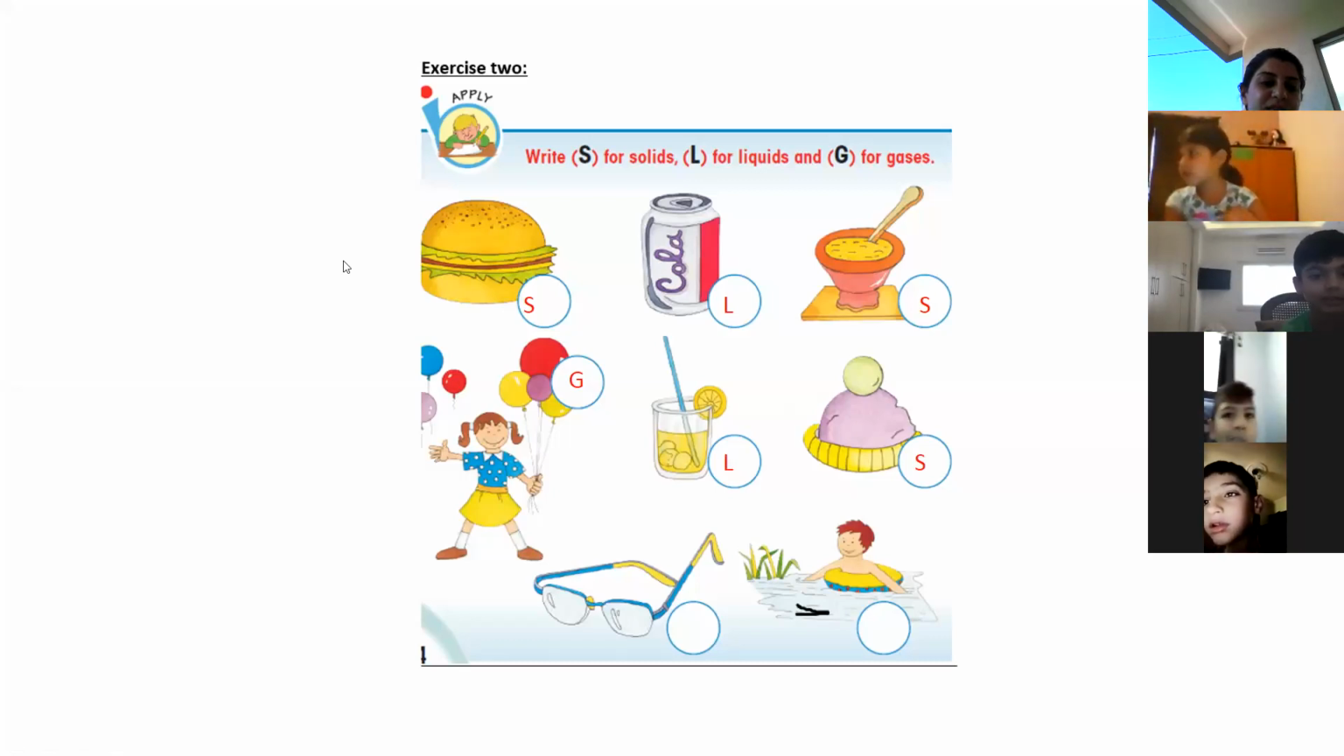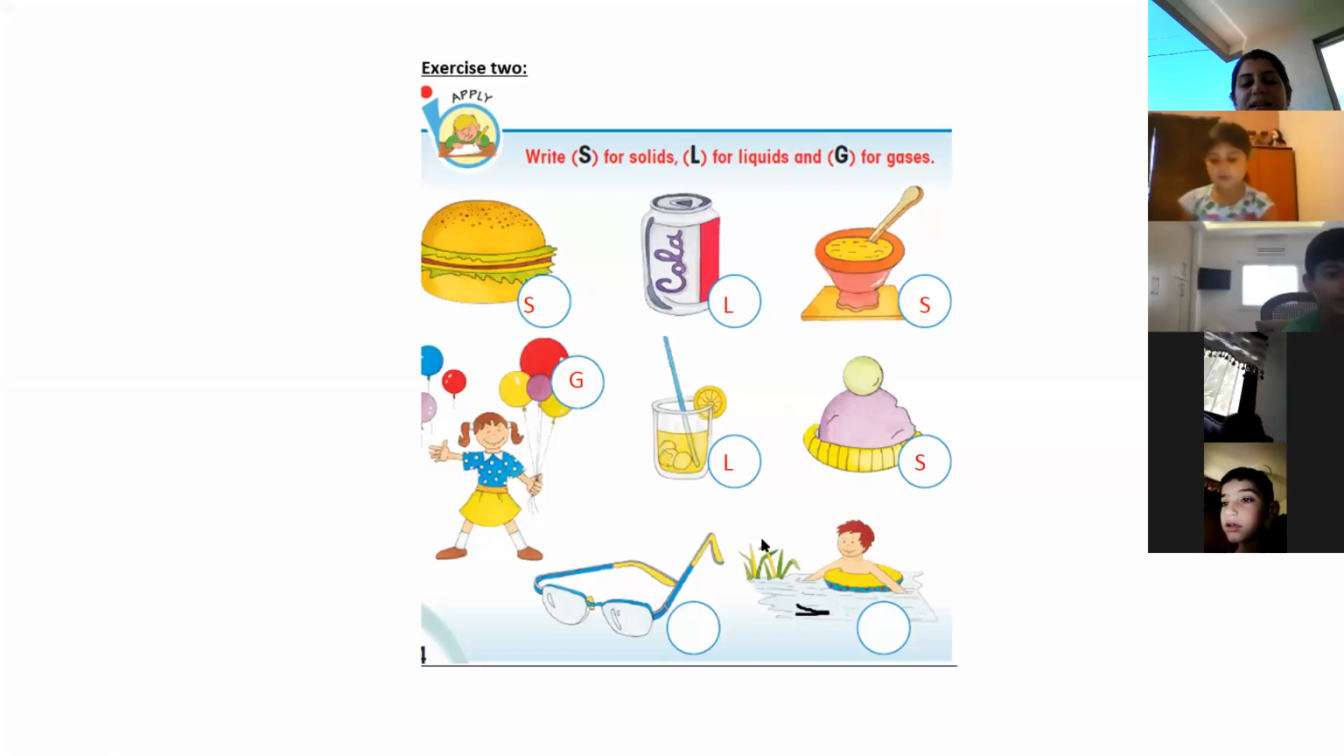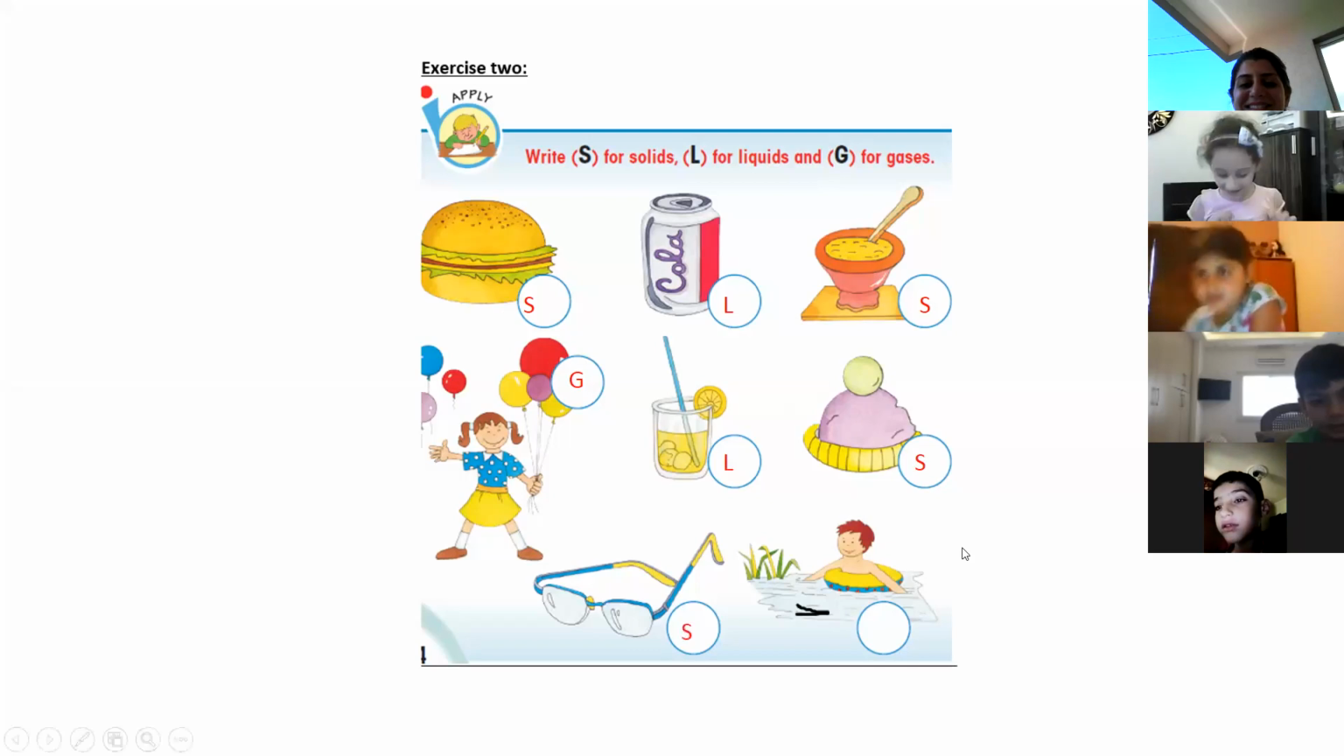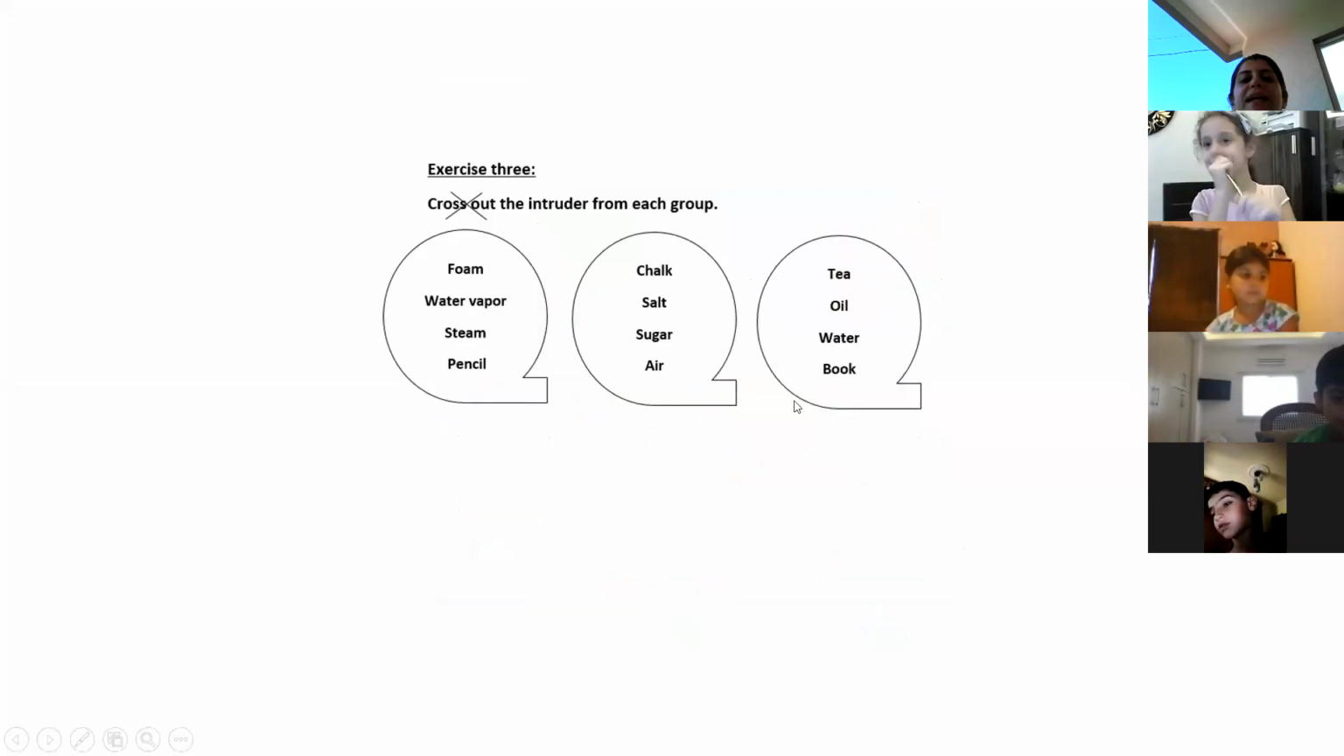Batul. Glasses. The glasses are solid. The water. It's liquid. Okay. Let's move on.